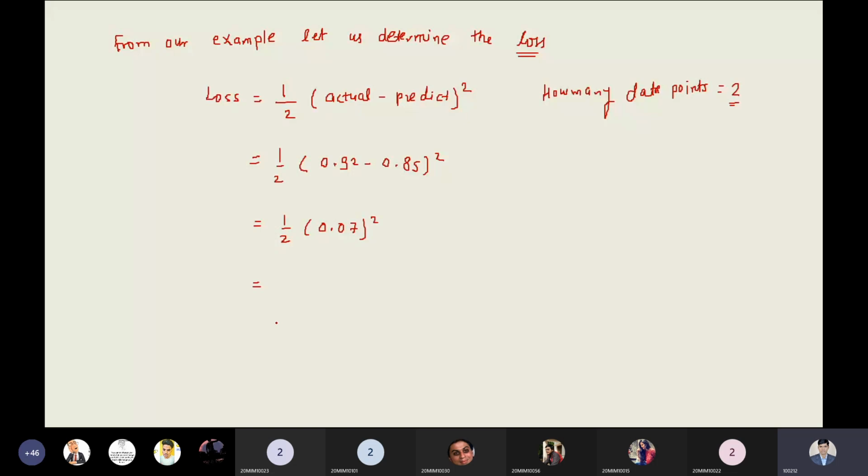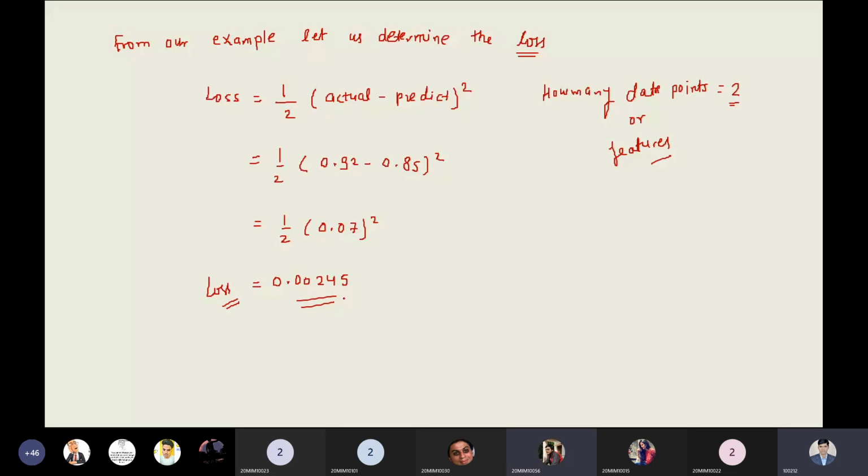Can you tell me what value we are getting here? Just use the calculator. 0.00245. Okay, no issue. So this is our loss. This is not a big loss; we are close to our answer.